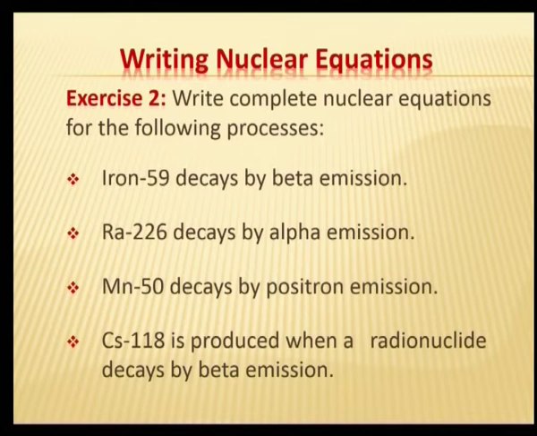Radium 226 decays by alpha emission, write down the equation. Manganese 50 decays by positron emission. For that also you have to write down the equation. Cesium 118, the mass number is 118, is produced when a radionuclide decays by beta emission, that is the electron being emitted during this process. Write down the nuclear equation, that is exercise 2.